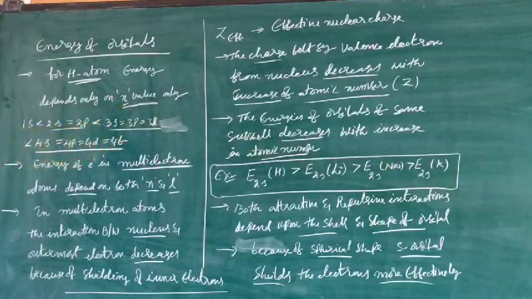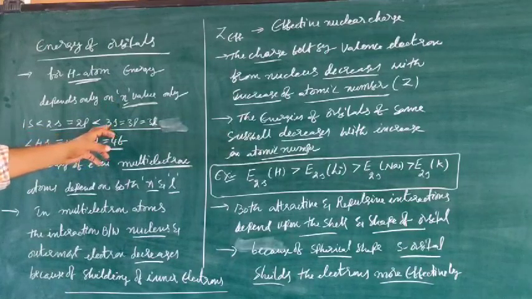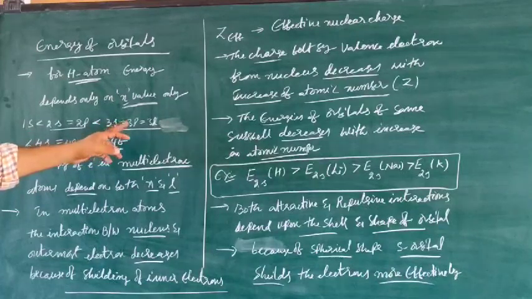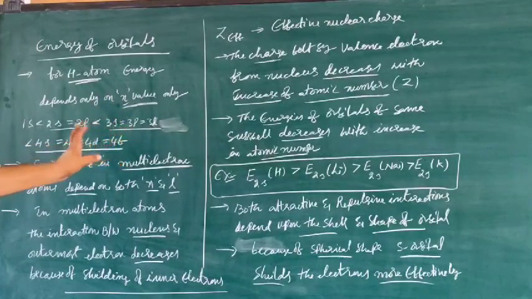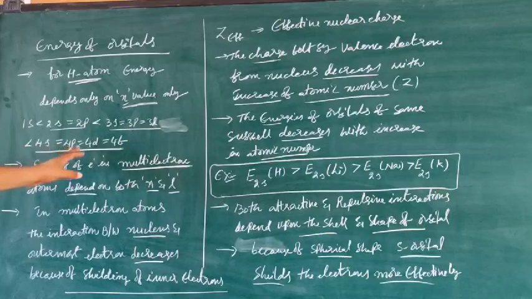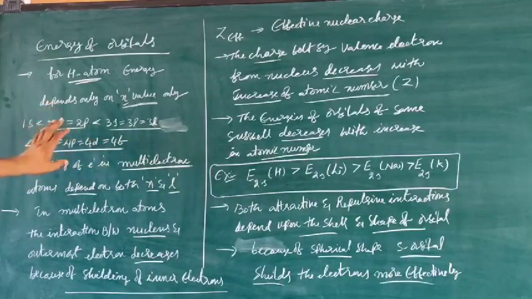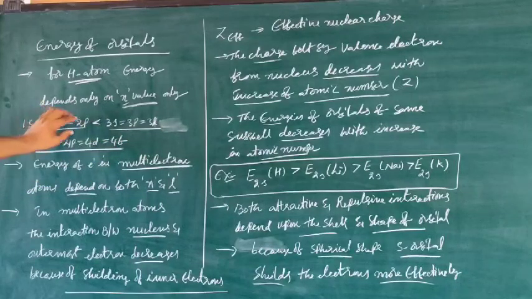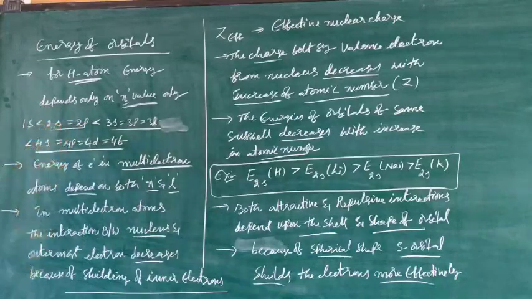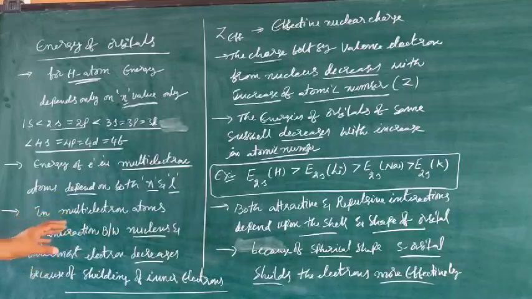Here it does not depend upon the l value, that's why in the case of the third shell, 3s, 3p, 3d, these three have the same energies. In the case of the fourth one, 4s, 4p, 4d, 4f, all these four have the same energy. In the case of 3s, 3p, 3d, these have the same energy. But if you observe, in the case of multi-electron atoms, the energy depends upon both n and l. In multi-electron atoms, generally the interaction between the nucleus and the outermost electron decreases.